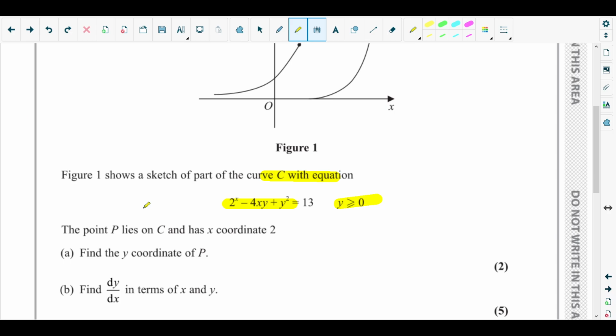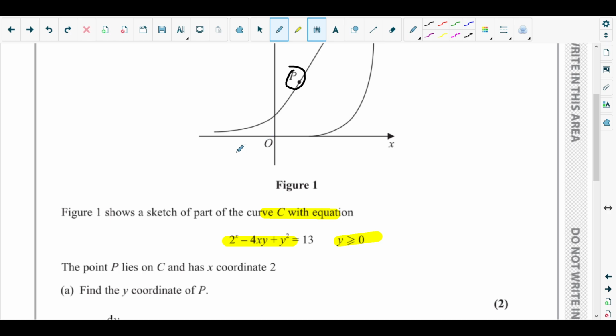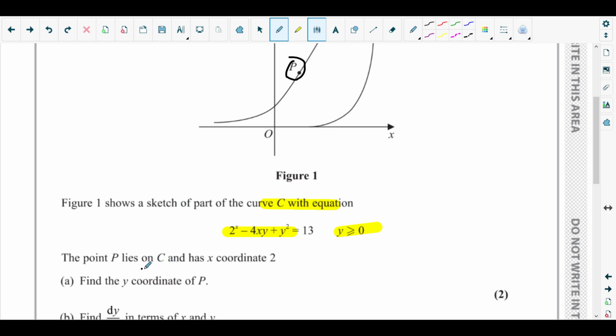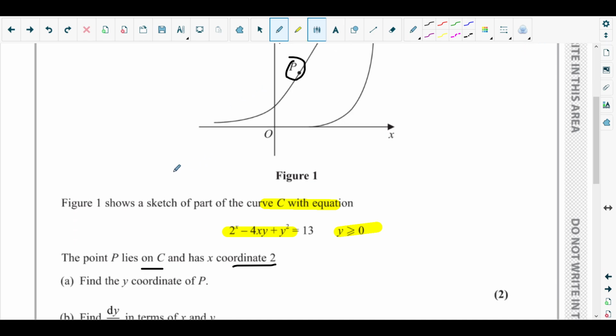Okay, the point P, you can see the point P is there on the curve. It lies on C and has x coordinate 2. At point P the value for x is 2. Find the y coordinate of P. We need the y coordinate of point P.